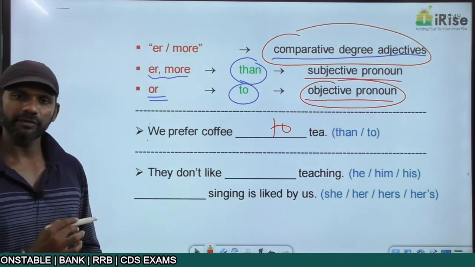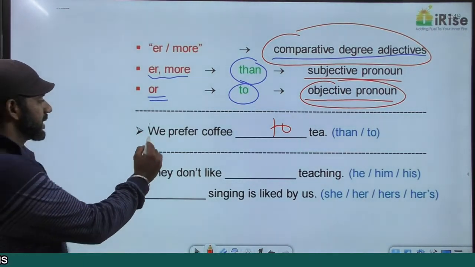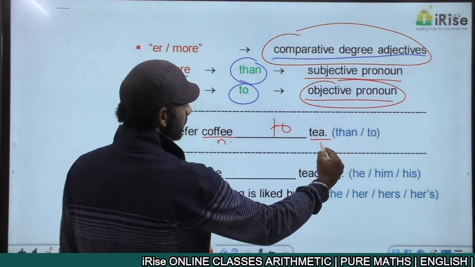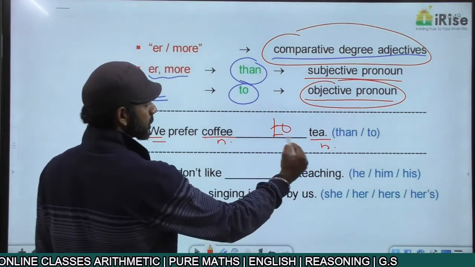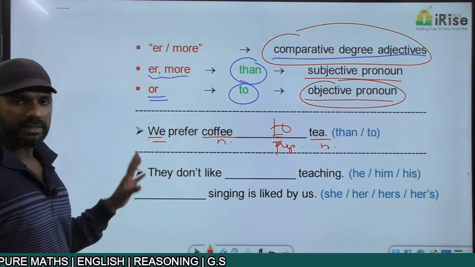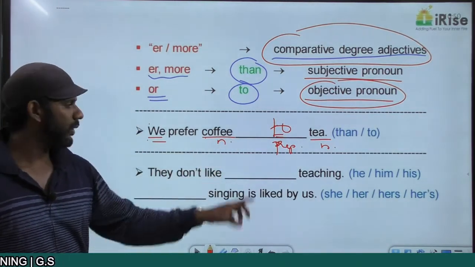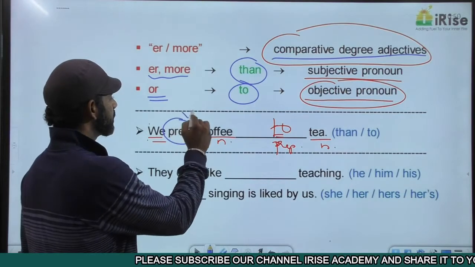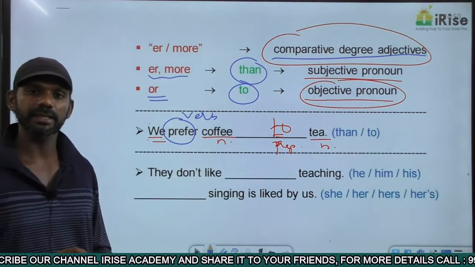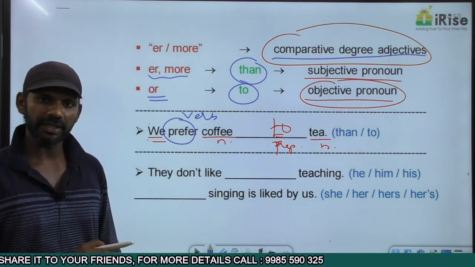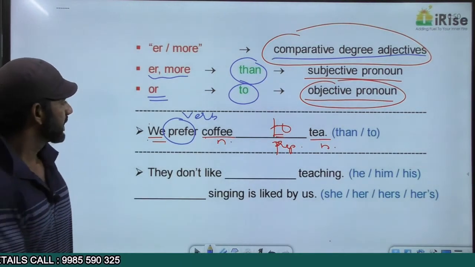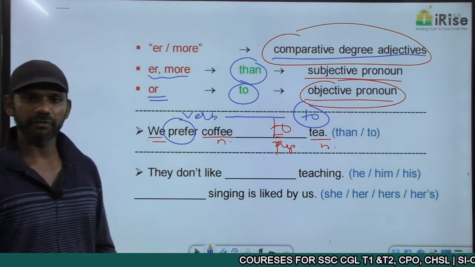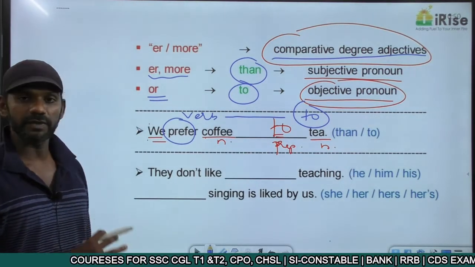From this sentence, identify the part of speech of prefer. We is a pronoun, coffee is a noun, tea is also a noun, to is a preposition. There's only one word left in the sentence, that is prefer, that has to be a verb, because there are no sentences in English without a verb. So prefer is not a comparative degree adjective, prefer is a verb. And the rule is this: the verb prefer will be followed by to. So we prefer coffee to tea.